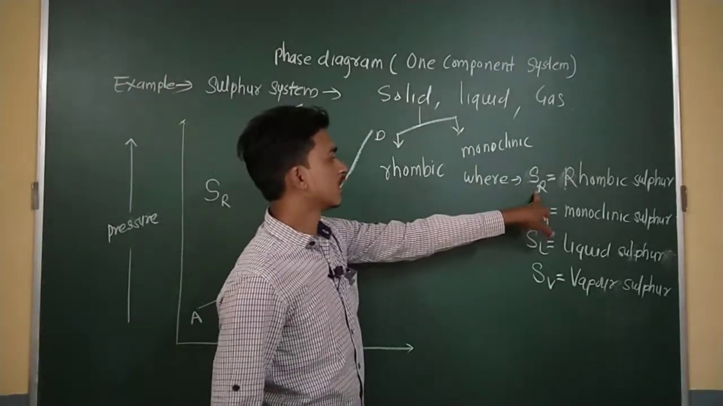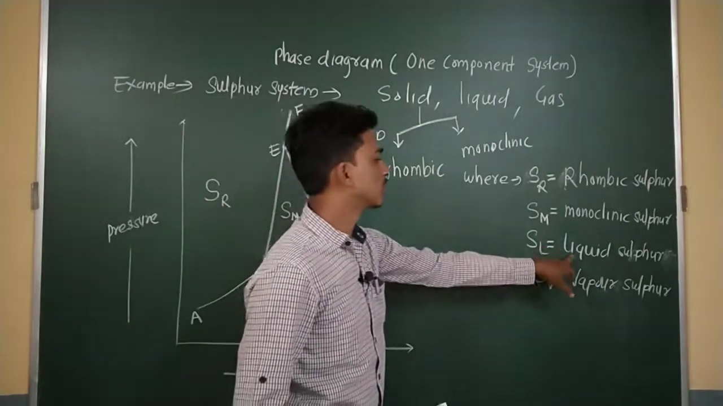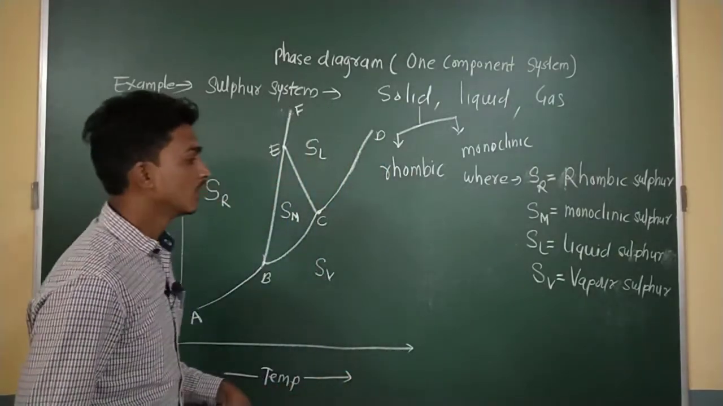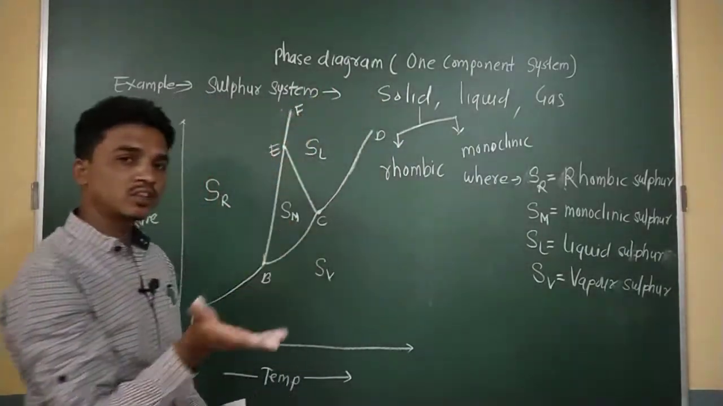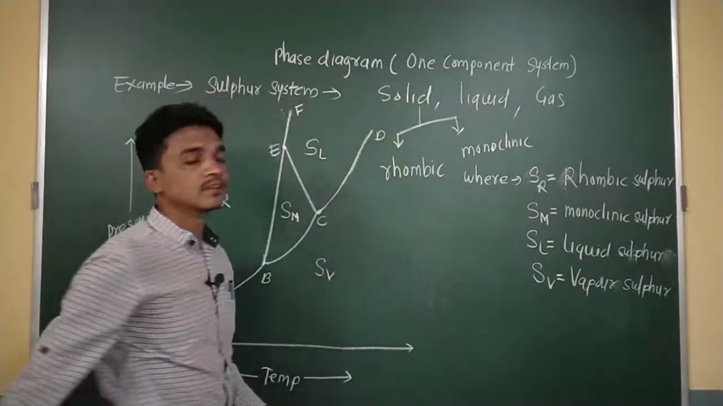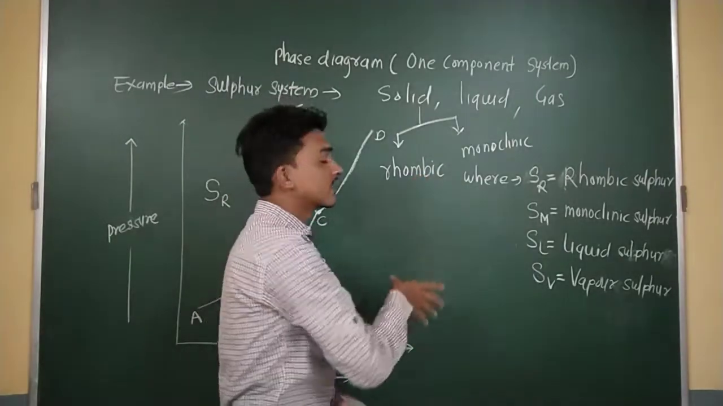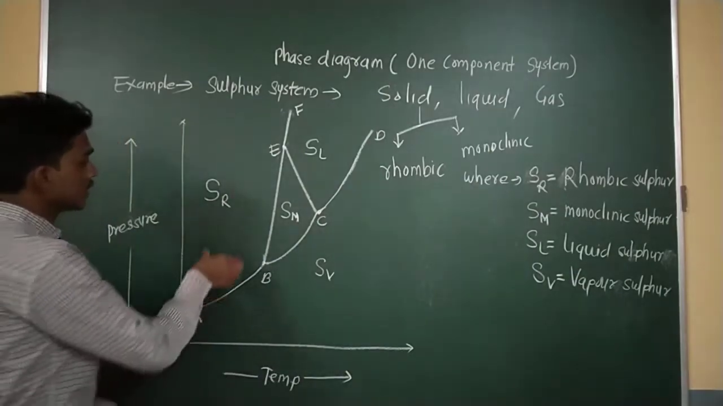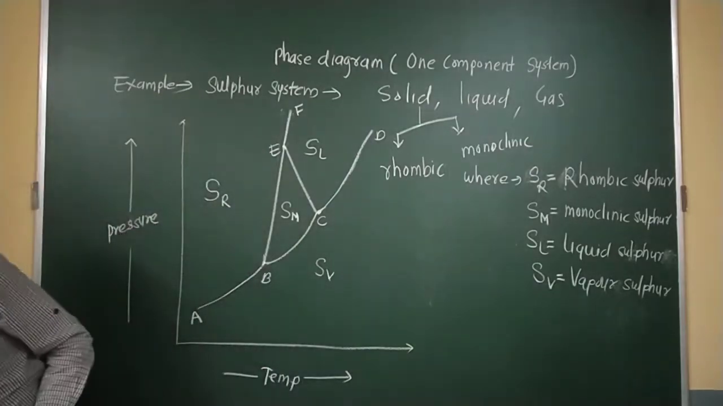SR means what? Rhombic sulfur. SM means what? Monoclinic sulfur. SL means what? Liquid sulfur. And SV means what? Vapor sulfur. So the difference between the water system and the sulfur system is that in the solid state, sulfur exists in two different crystal forms. That's why the water and sulfur systems differ. So this is the phase diagram of the sulfur system. You have to note down all these things in your notebook.